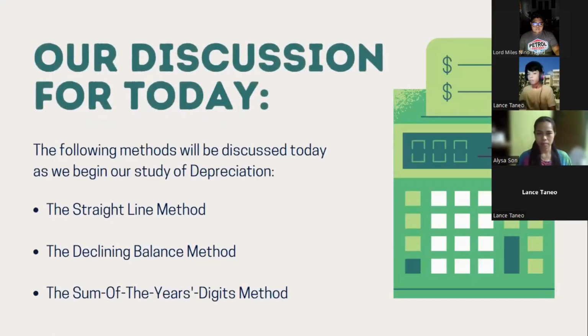There are several methods for calculating depreciation, and today we are going to discuss three methods, which are the straight line method, the declining balance method, and the sum of the years' digits, or SYD method.